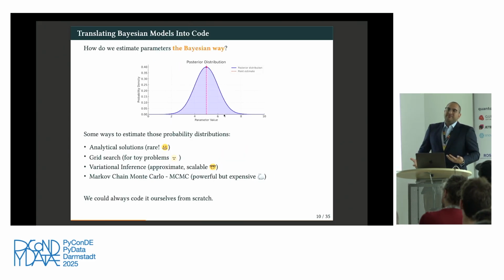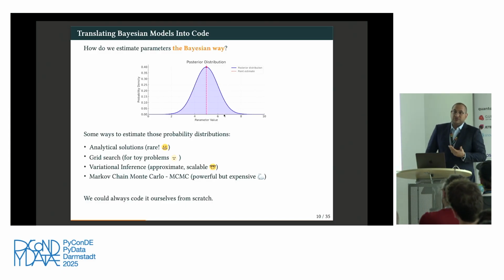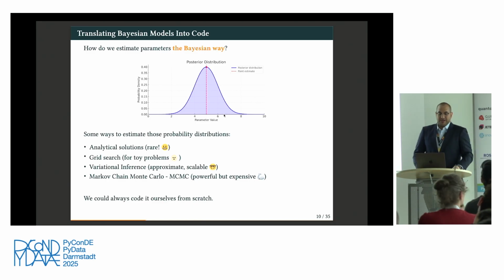So the way to estimate parameters, the Bayesian way, again, you are working with probability distributions. And now, to get a little bit more nitty-gritty, how do you estimate those probability distributions? Well, you can use analytical solutions, which are very nice, but they are rare. You can use something else like grid search, which is some sort of optimization in a way, but this is very valid for toy problems.